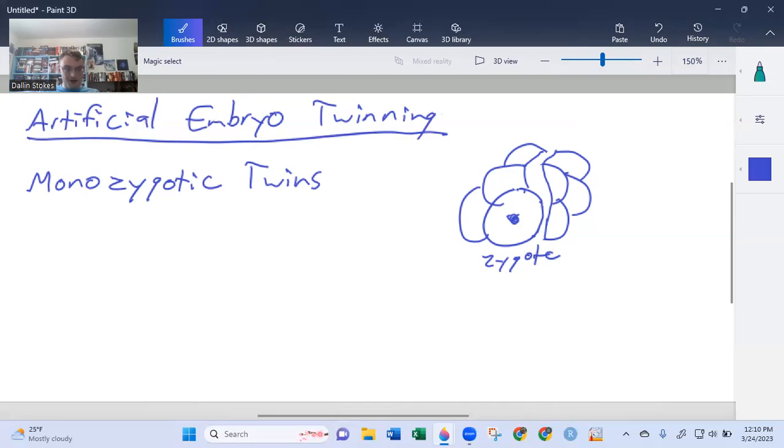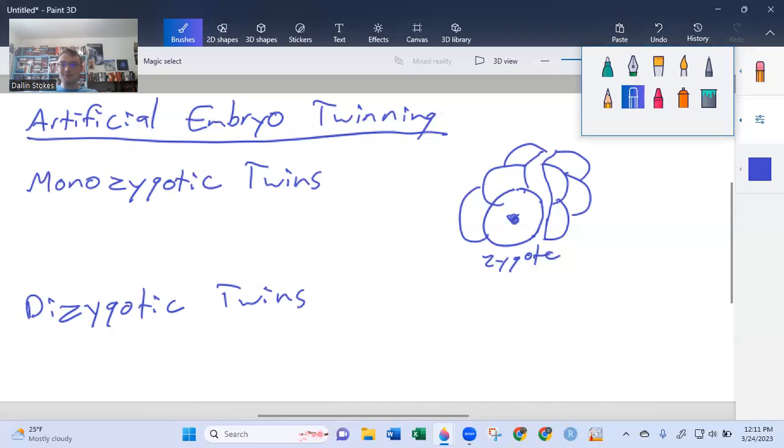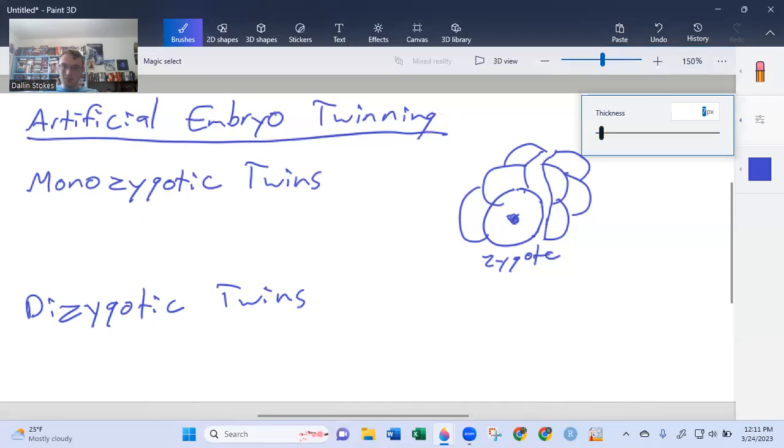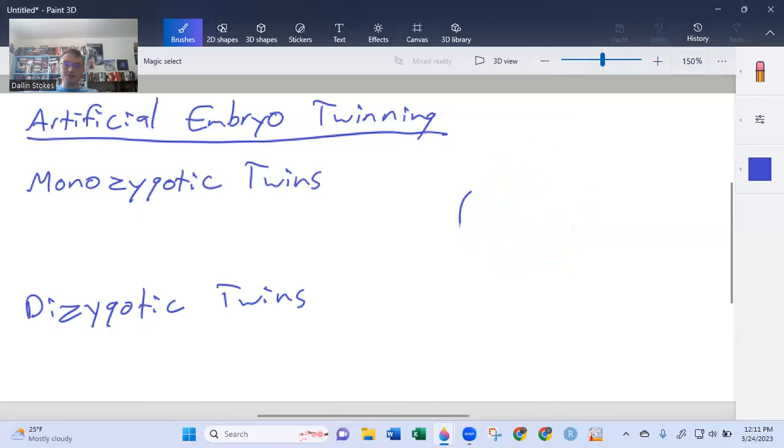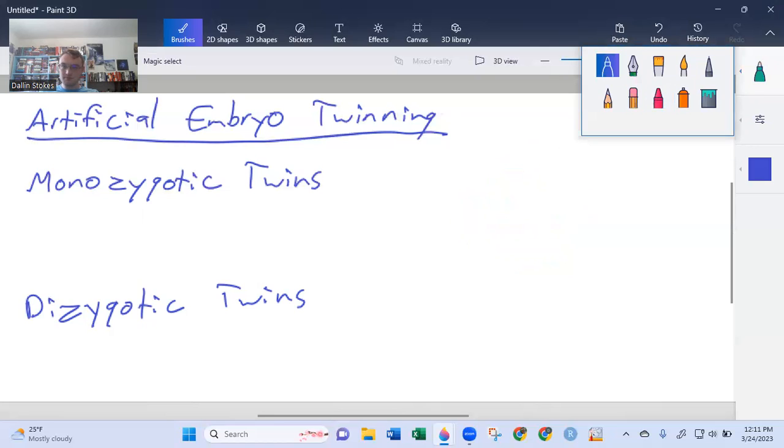Fraternal twins are known as dizygotic twins. And dizygotic twins, if you know the term fraternal twins, they're twins in that they were born from the same mother at the same time, but they are not genetically identical. And the way that one works, di means two, so these come from two separate zygotes.